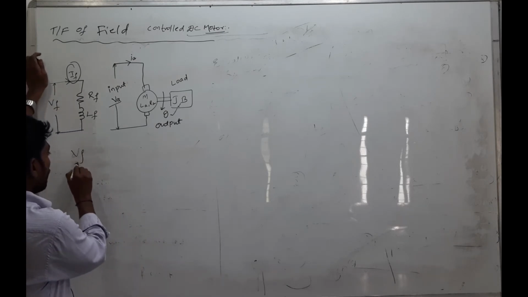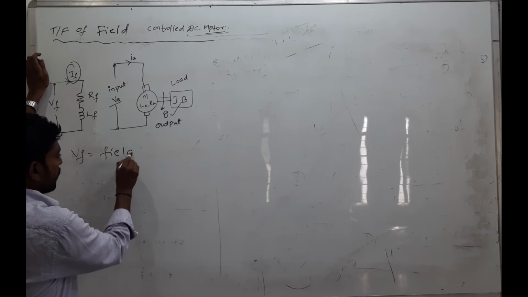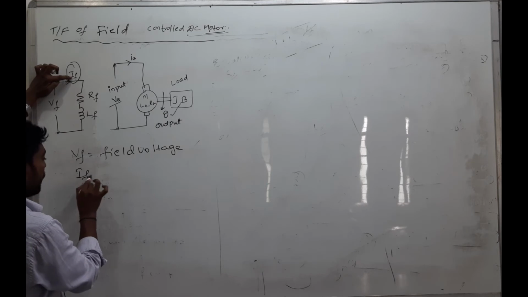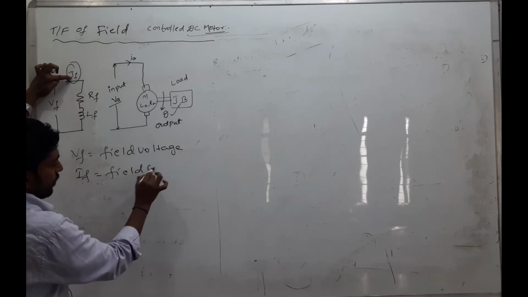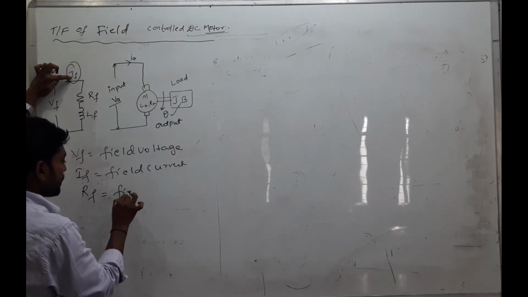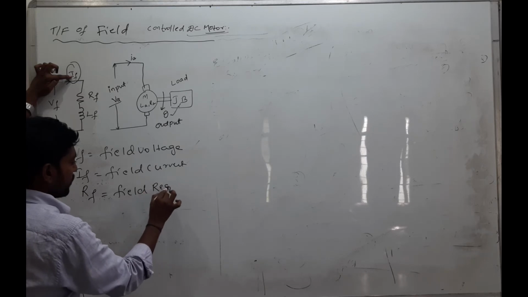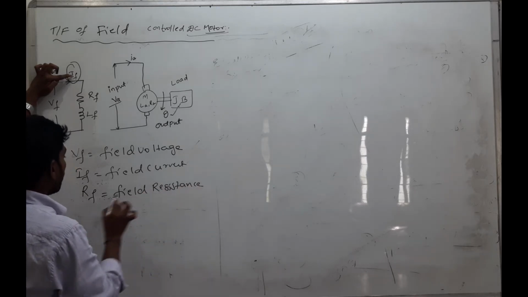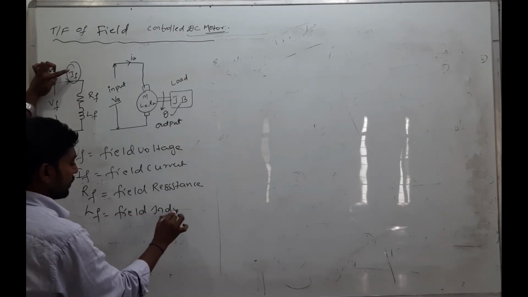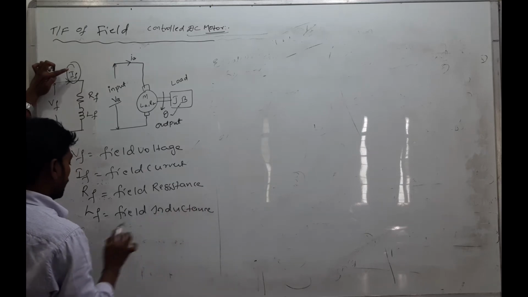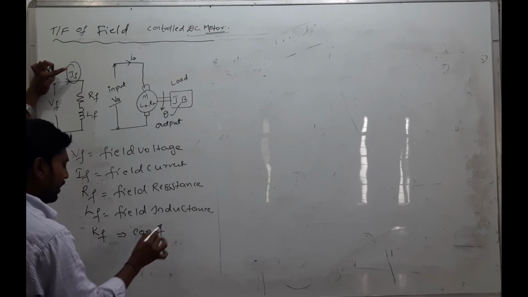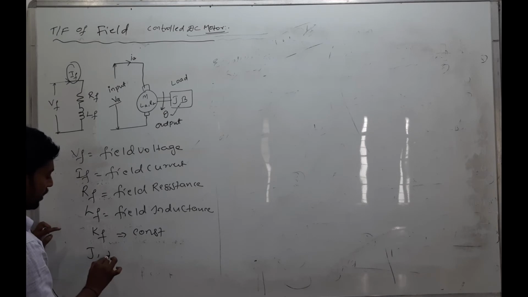Here VF is nothing but the field voltage. IF is nothing but the field current. RF is nothing but the field resistance. LF is the field inductance. KF is the constant. Here we already know that J is the moment of inertia.